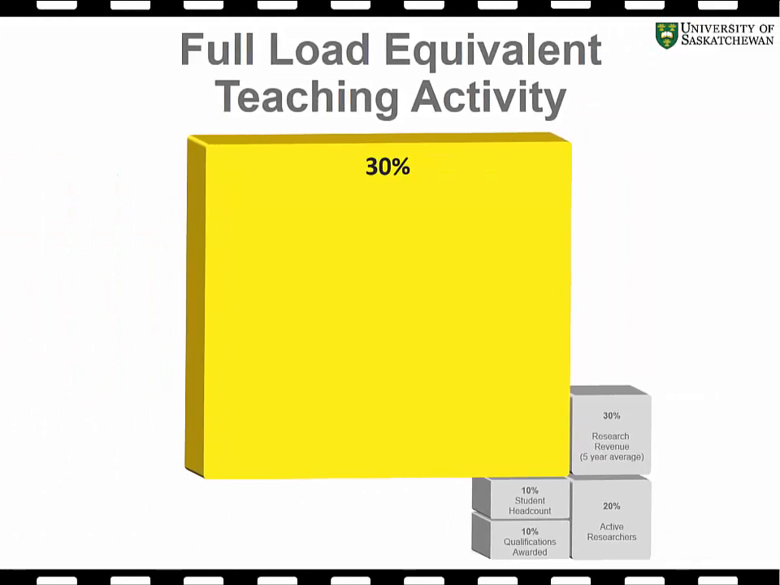Full load equivalent teaching is calculated as follows. The teaching activity is assigned to the revenue center that is the academic authority of the class or program. In the case of undergraduate students, we take the operational credit units associated with the class registration and divide by 30.